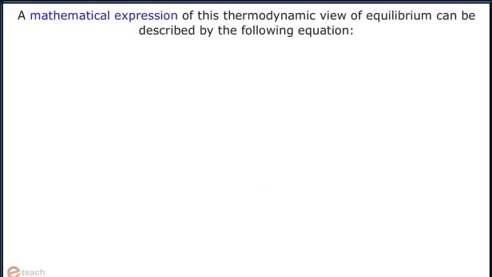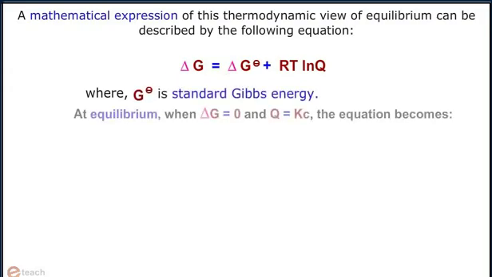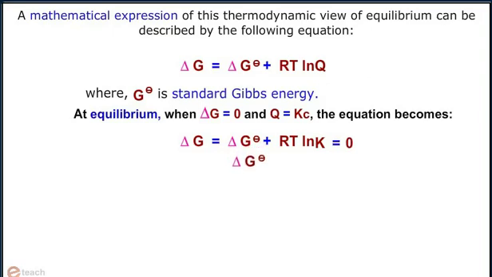A mathematical expression of this thermodynamic view of equilibrium can be described by the following equation. That is, delta G equals delta G naught plus RT ln Q. When delta G equals 0 and Q equals Kc, the equation becomes delta G equals delta G naught plus RT ln K, which is equal to 0.